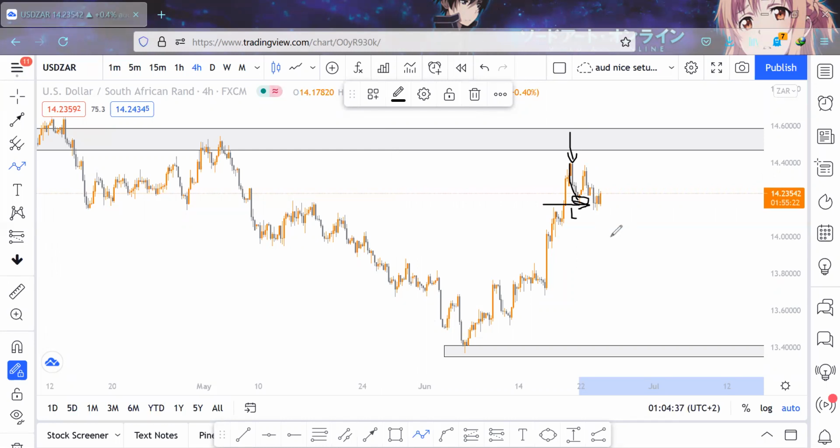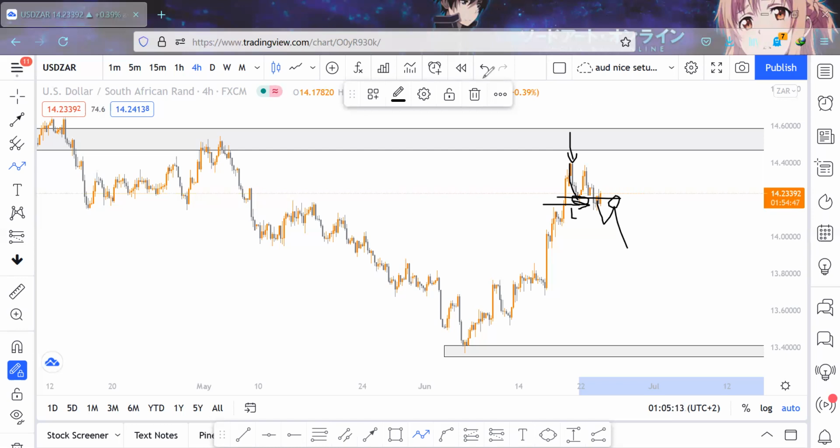Now, for us to say that we want to enter this market, we want to see price completely break this low in order for us to say that this is a valid break of structure. We want to see price break completely below this level here, retest that level, and then continue to the downside, giving us an entry in the market to sell USD ZAR, right?